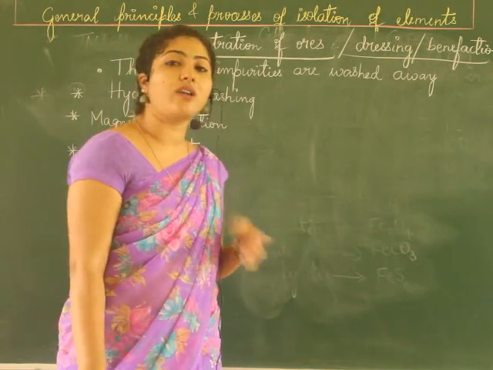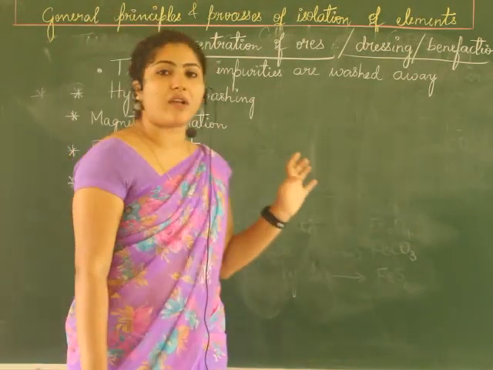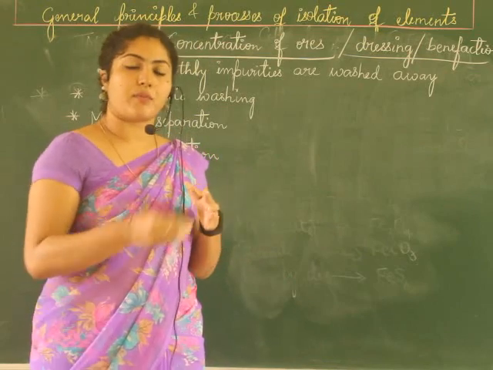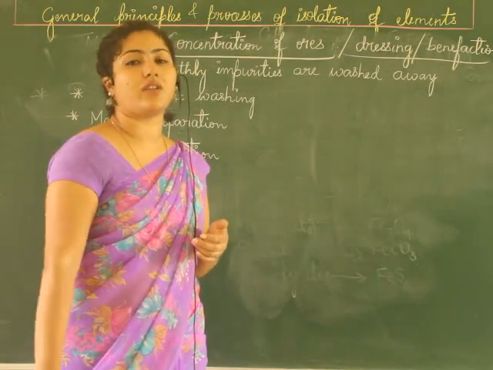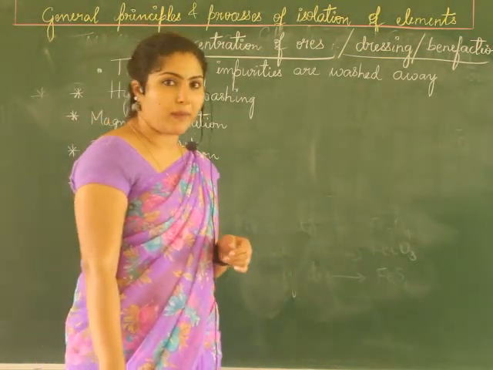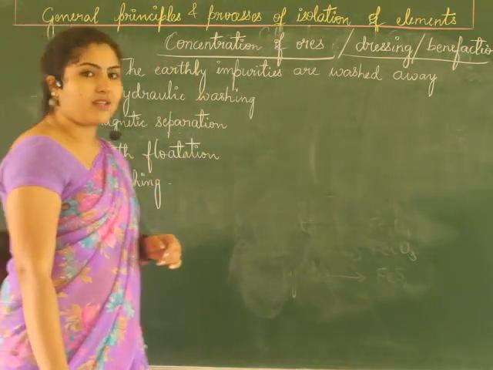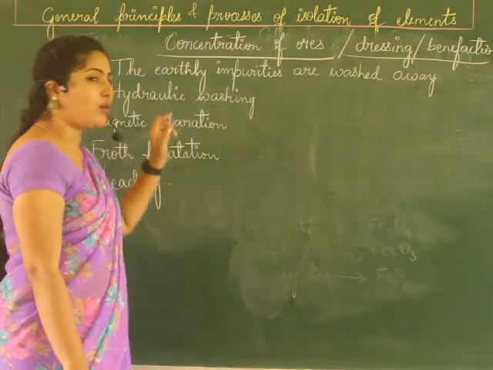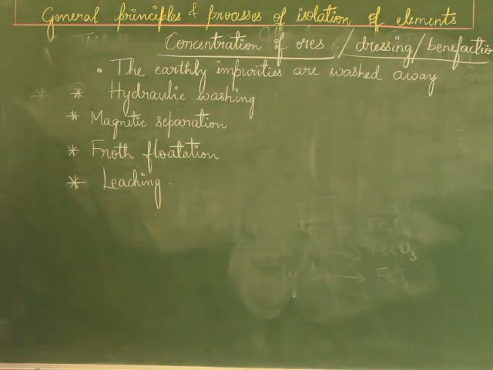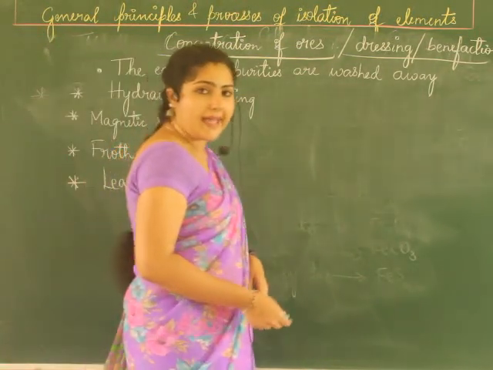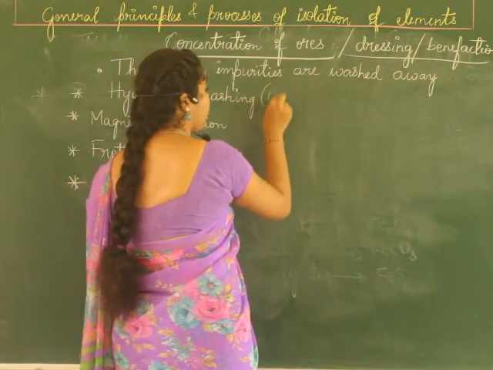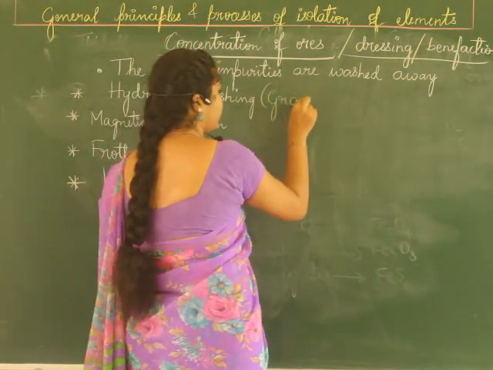Concentration of ore means what? The removal of impurities from the ore. That is the process of removal of gangue particles from the ore particles, called concentration of ore. First let us see hydraulic washing. It's very interesting. Hydraulic washing is also called the gravity separation method.